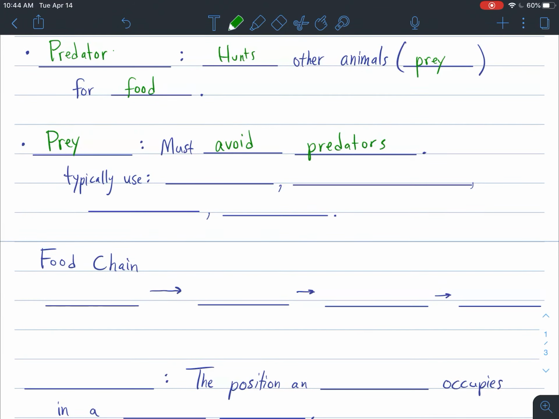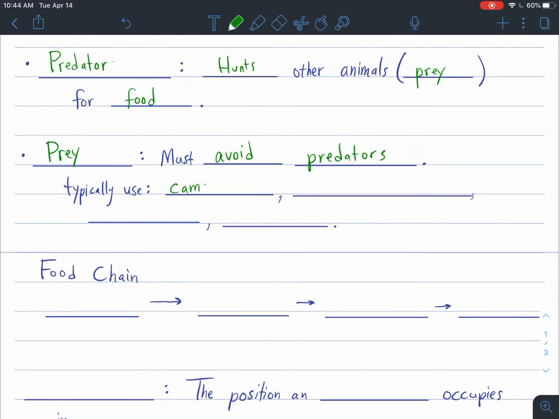In order to avoid the predators, they are going to typically use things like camouflage, or they could use herding behavior. That's what a lot of deer do, and elk as well. They stay in big herds so they can fight off those mountain lion predators. So prey aren't just plant eaters. Prey are just anything that could be eaten by some other animal. So they must avoid predators, and so they use camouflage, herding behavior. Some of them burrow underground like groundhogs, and others just use speed to outrun them.